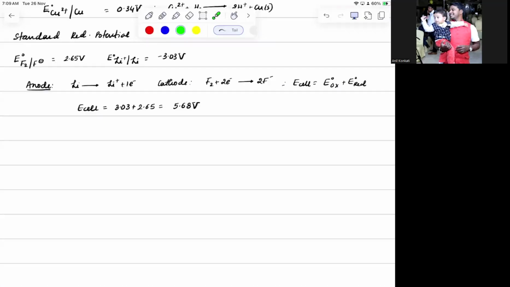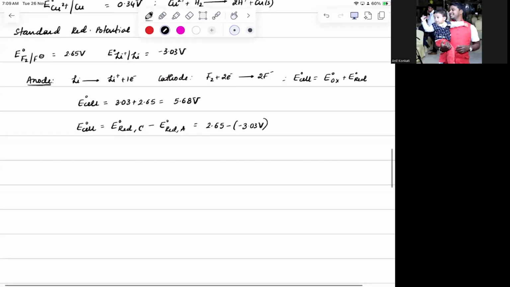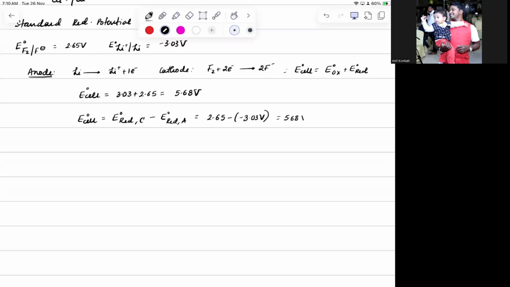Suppose I write the E naught cell formula only in terms of reduction potential, then I can write it as E naught of reduction at cathode minus E naught of reduction at anode. This is only reduction values. The reduction value of cathode is 2.65 minus the reduction value of anode, which is minus 3.03, which is the same 5.68 volts. So remember, you can write the formula of E naught cell this way, or you can write it this other way.